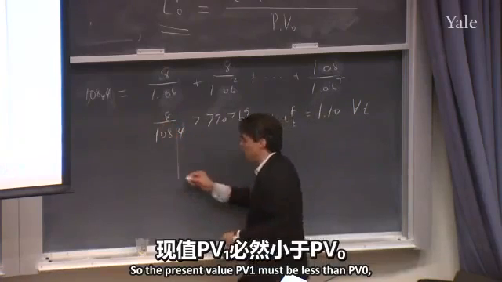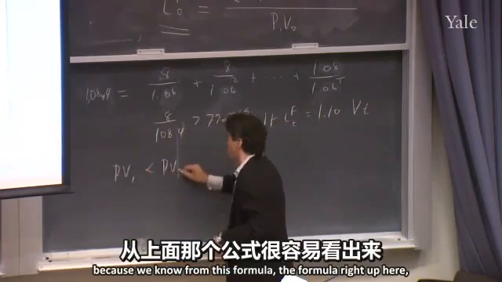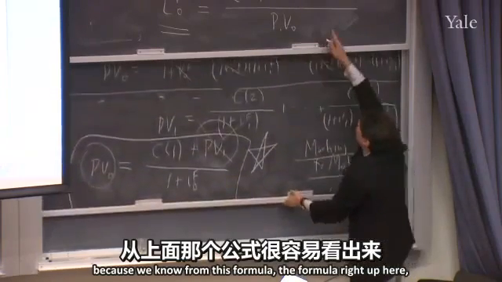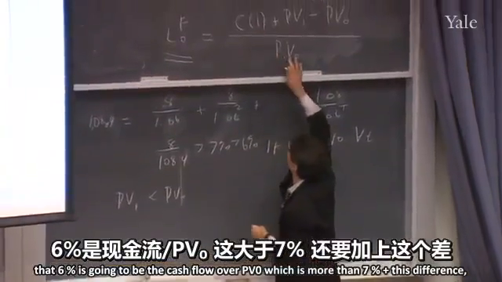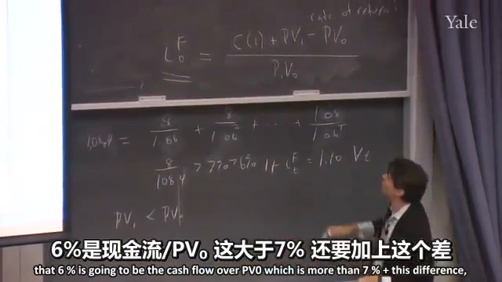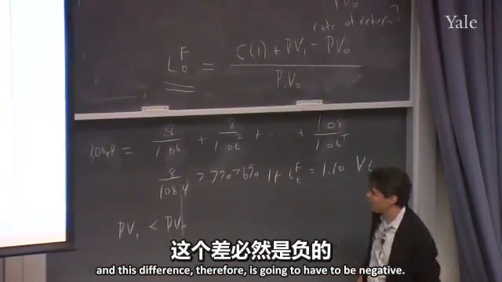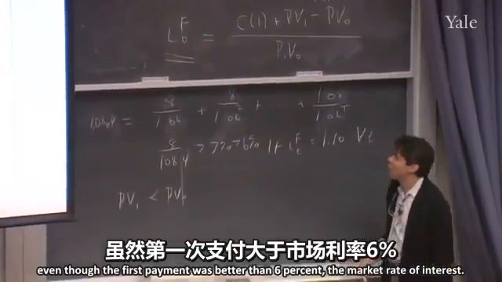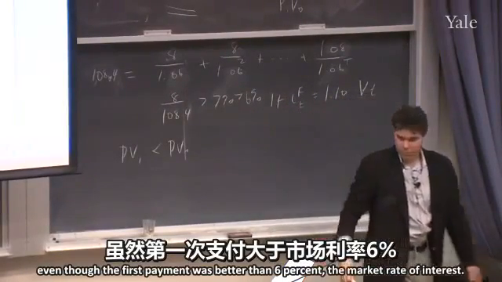So the present value, PV1, must be less than PV0, because we know from the formula right up here that 6% is going to be the cash flow over PV0, which is more than 7%, plus this difference. And this difference, therefore, is going to have to be negative. So what he didn't tell you was that the fund lost value, even though the first payment was better than 6%, the market rate of interest.